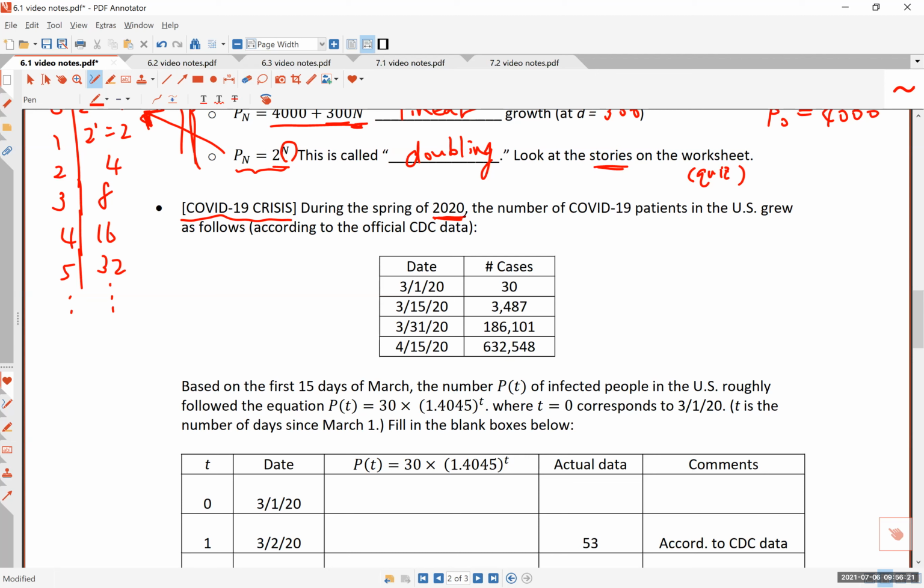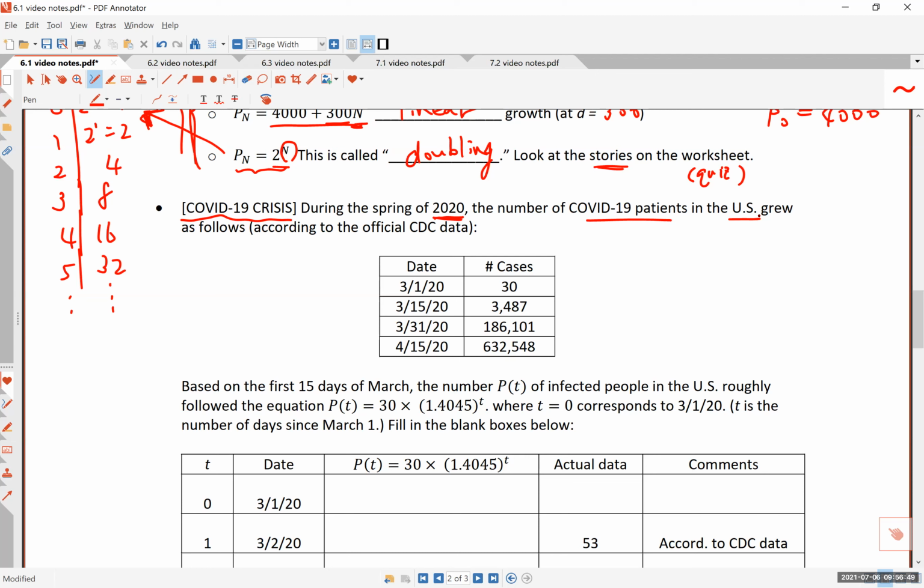And so in the early spring, we started to hear about this thing called coronavirus. Okay. And in fact, there are many types of coronaviruses, but one particular one, a new one, is called the new coronavirus, later identified or named as COVID-19. And the number of COVID-19 patients in the US started to grow rather sharply in March of 2020.